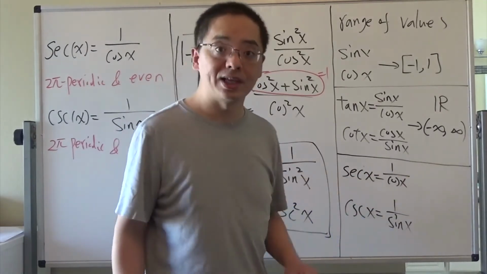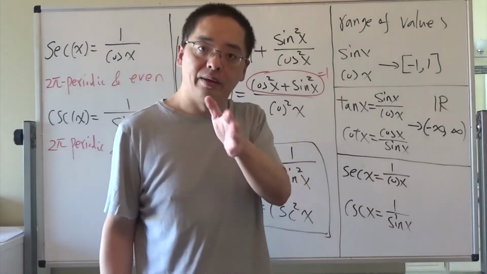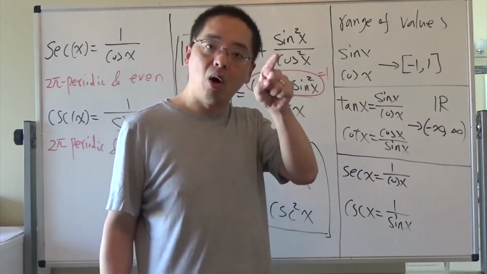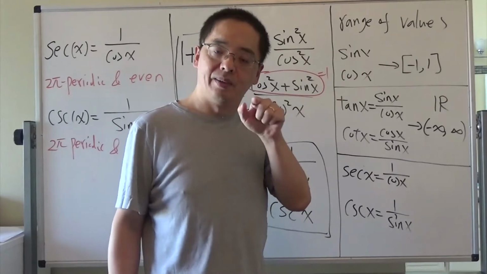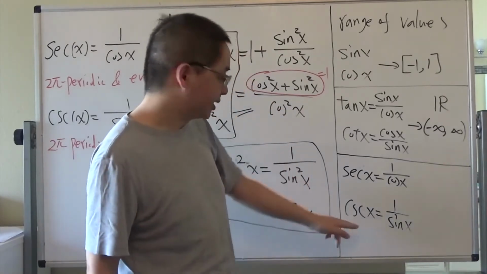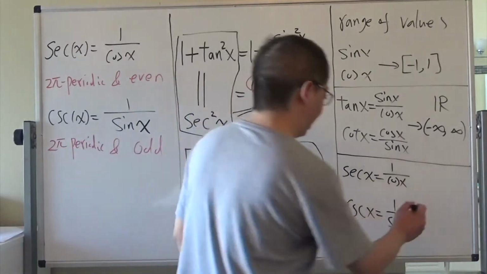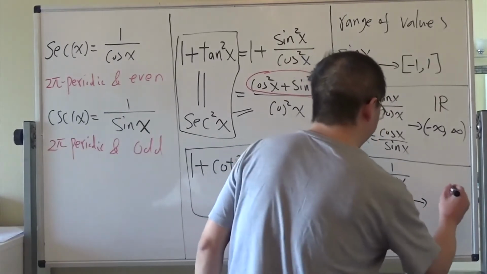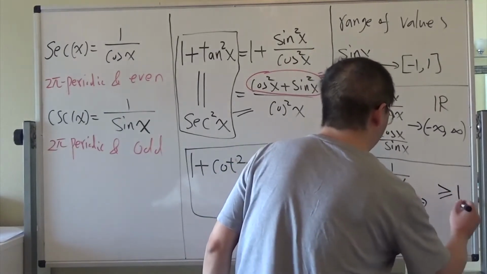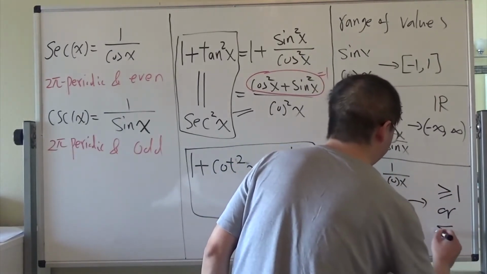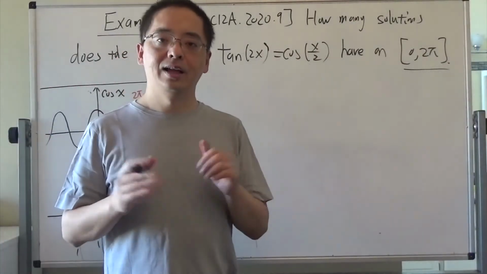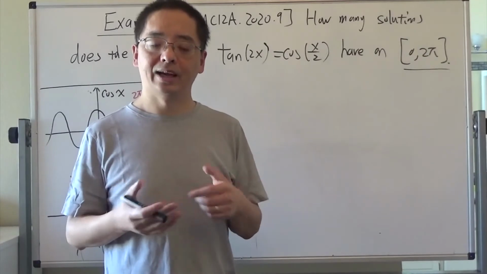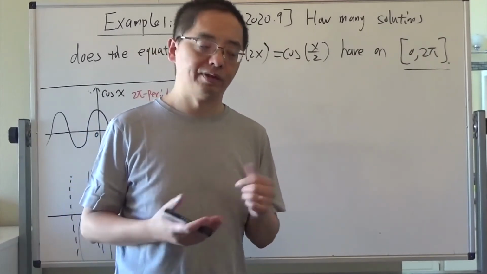Now, because cosine is between -1 and 1, therefore its reciprocal is always either no less than 1 or less or equal to -1. Similarly, for cosecant x, therefore the range of values is bigger or equal to 1 or is less or equal to -1. Next, let's look at several problems that are related to tangent and cotangent functions.